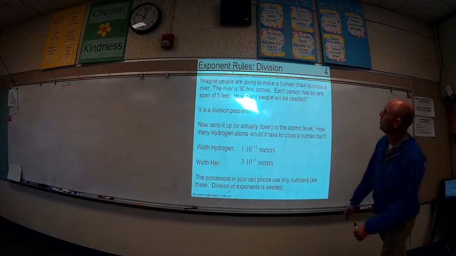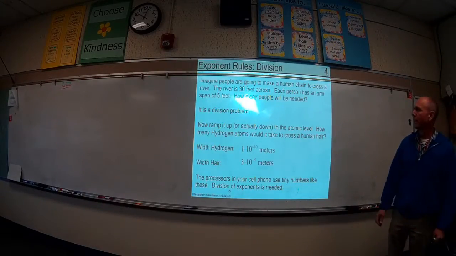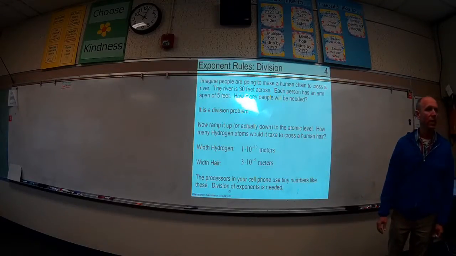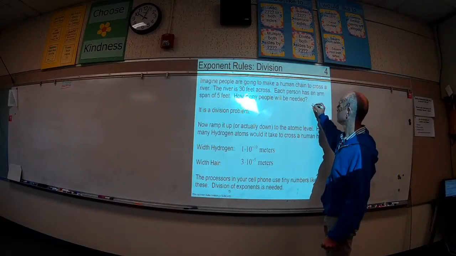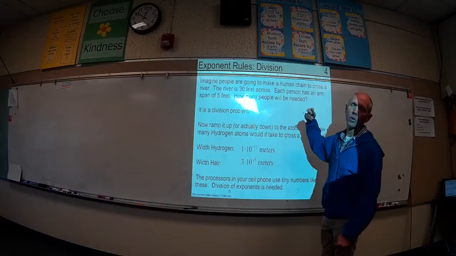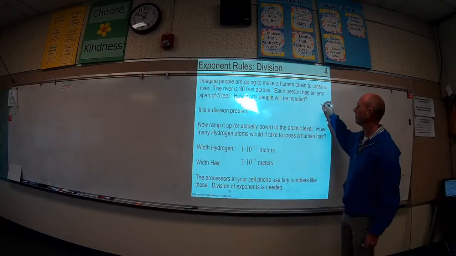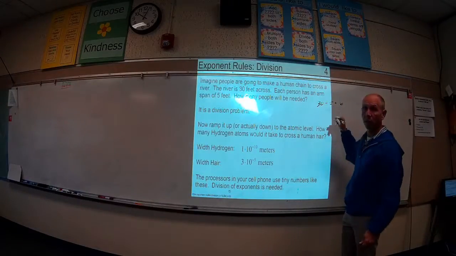Imagine people are going to make a human chain to cross a river. The river is 30 feet across, and each person has an arm span of 5 feet. How many people is it going to take? Mike: It's going to take 6 people. What did you do? I did 5 times 6, and that equals 30 feet. Okay, what's another way to do it? 30 divided by 5. Good.